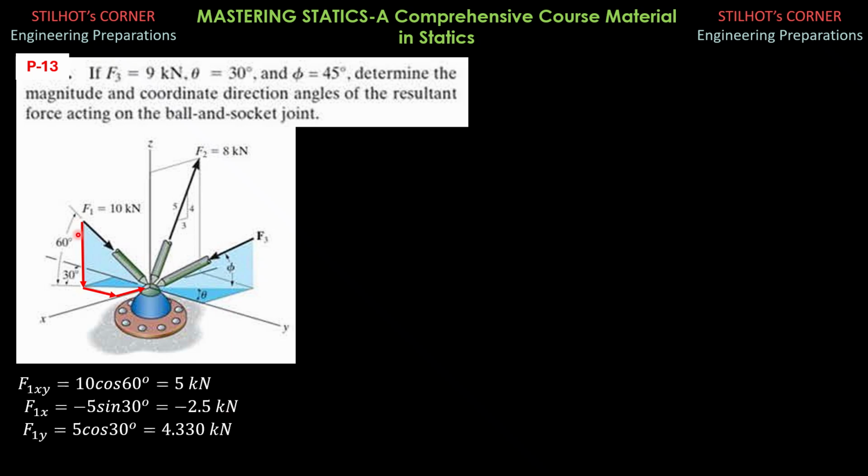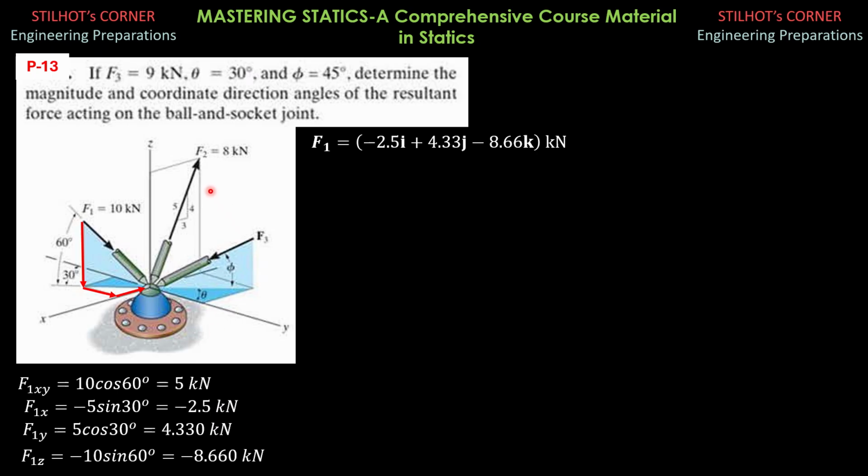Then F1z is obviously going down, so it is negative, and it is negative 10 sine of this angle, which is 60 degrees, or negative 10 cosine of this angle, which is 30 degrees. Cosine of 30, or sine of 60. So F1z is negative 10 sine of 60 degrees, and that's negative 8.660 kilonewtons. F1 therefore in vector form is the quantity negative 2.5i plus 4.33j minus 8.66k kilonewtons.